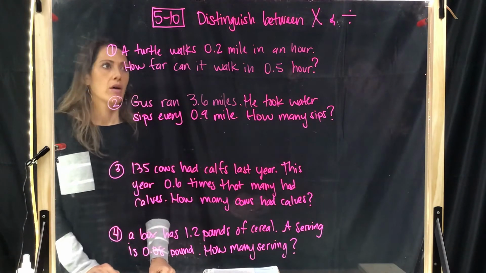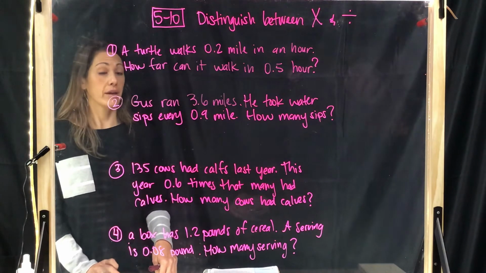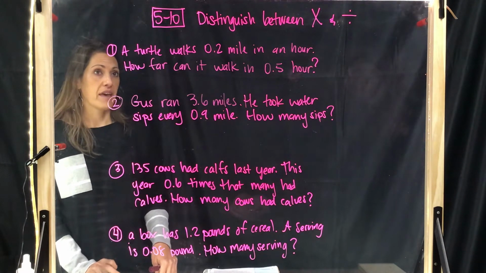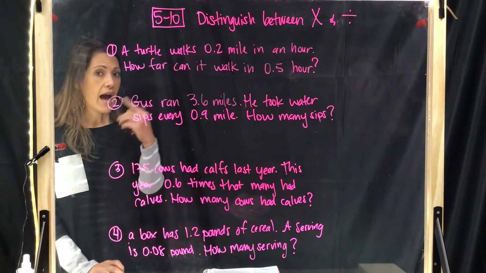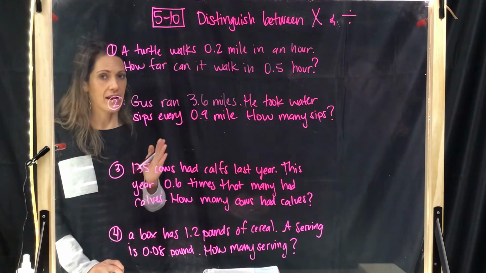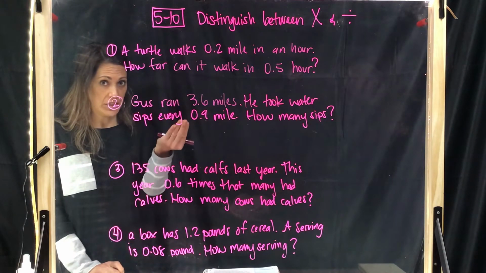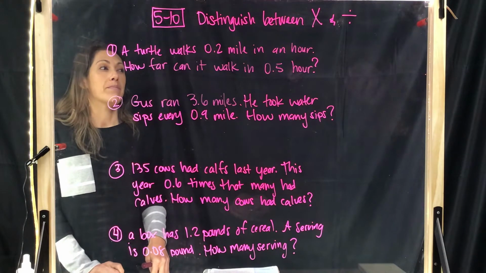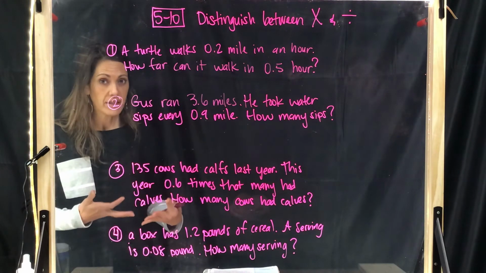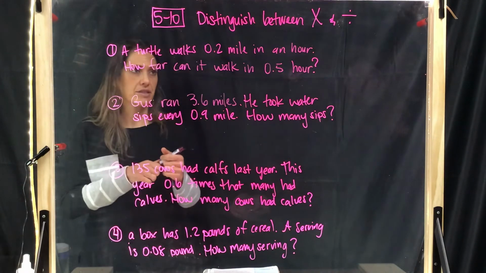Okay, we have a turtle in this first problem who walks 2/10 of a mile in 1 hour. So if the turtle can walk 2/10 of a mile in 1 hour, how far will it walk in just half of an hour? It sounds like it should be division, right? I'm going to cut this in half. But in reality, the operation that we will do is multiply. Here's why.